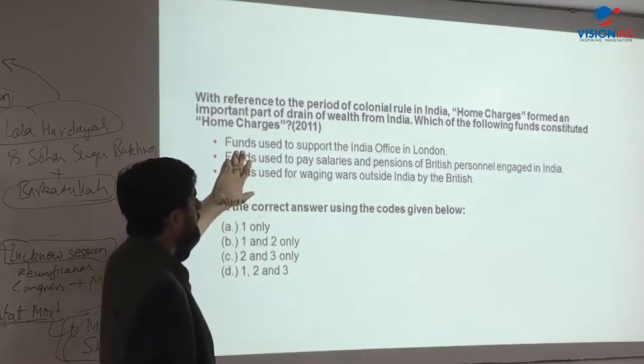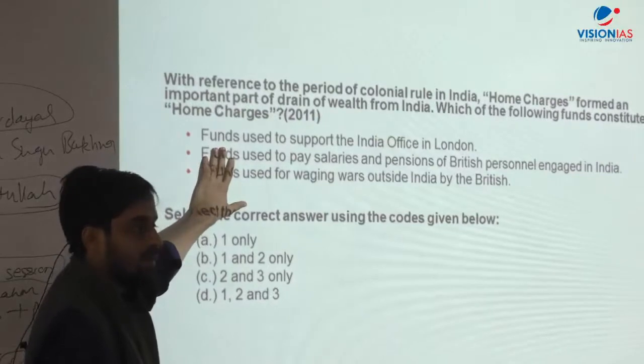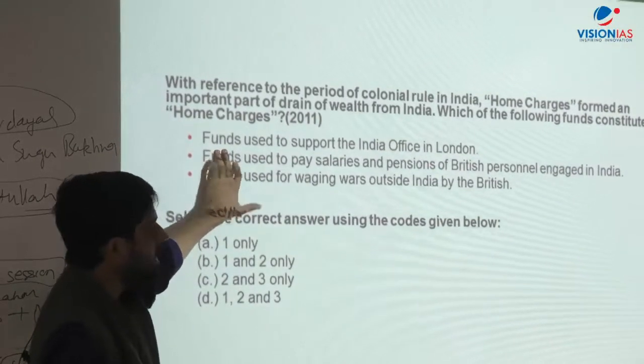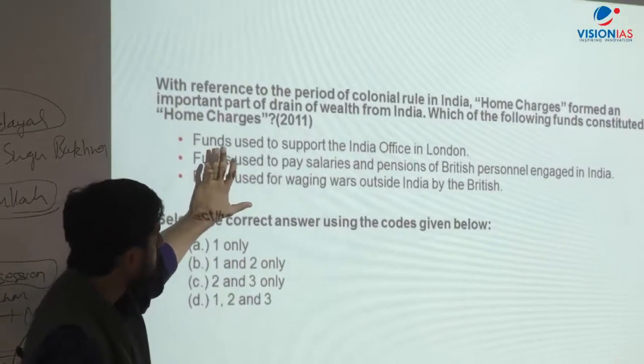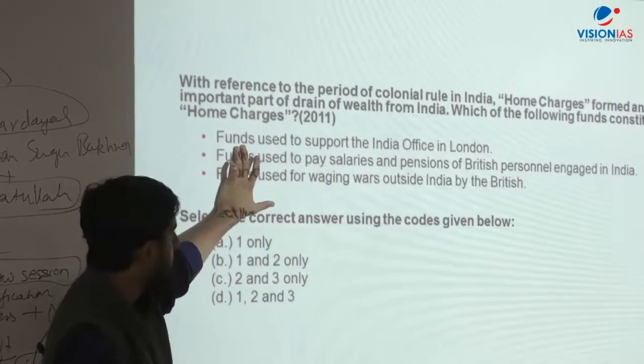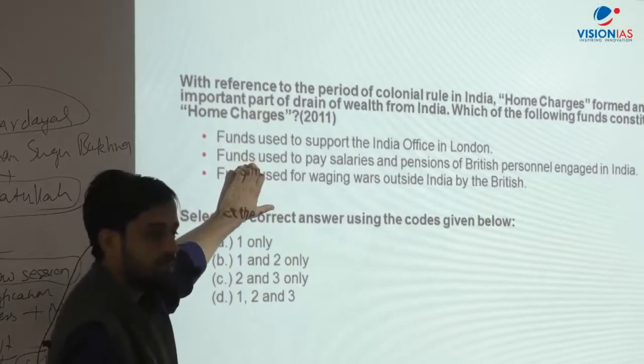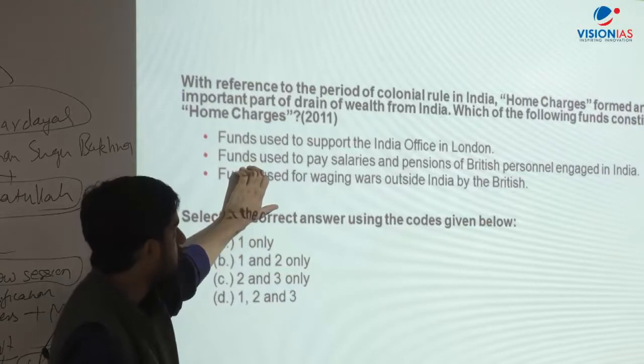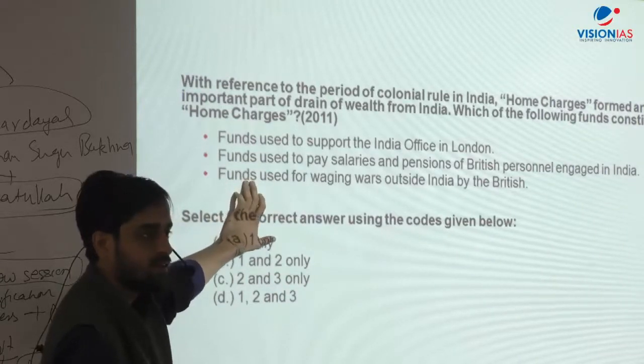I'll come to the question. How many think that the first statement is right? Okay, the first statement is right. How many think that the second statement is right? How many think that the third statement is right?